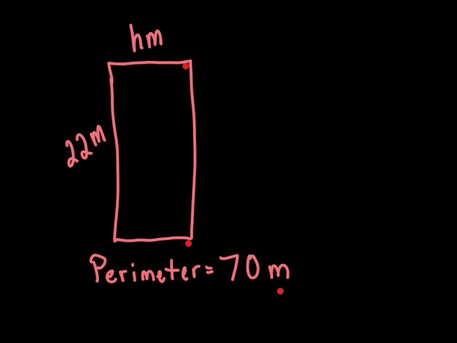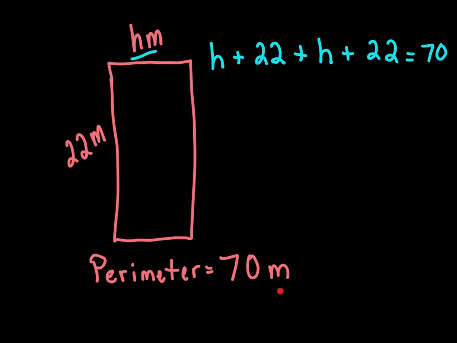So let's start setting up our problem. We're going to just start saying H is unknown. We don't know H. Let me just erase this. Okay, here we go. So we have H plus 22 plus H plus 22. Remember that H is just a variable. It stands for a missing number that we have to solve. Equals 70. So we've got to solve for these H's.